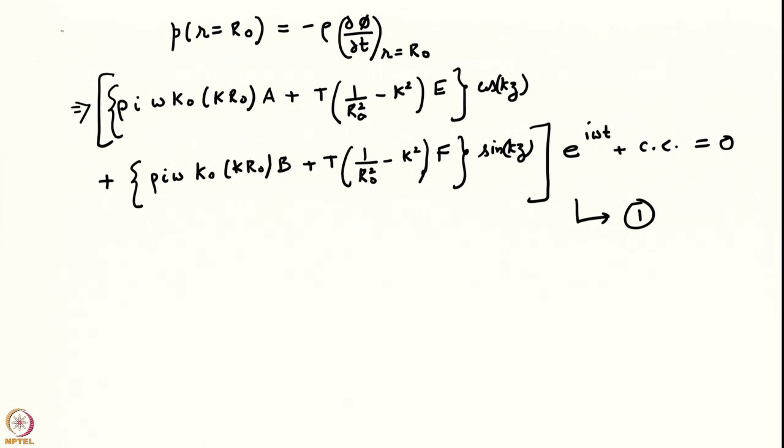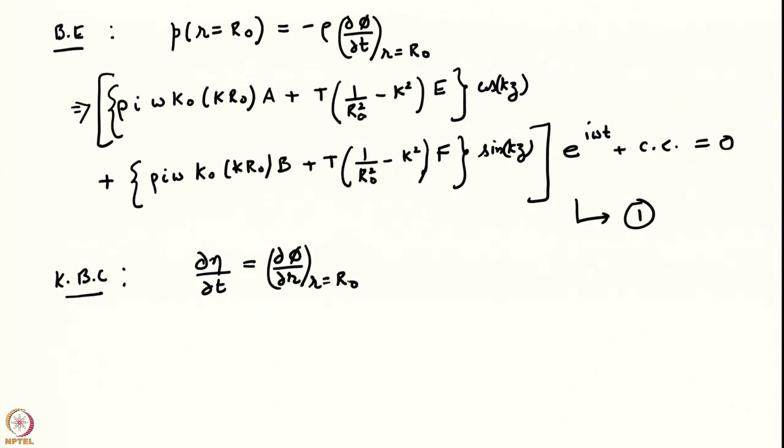The second equation will come from the kinematic boundary condition, and so we will have del eta by del t is equal to del phi by del r at r equal to r0. This will involve derivatives of K0 with respect to its argument.